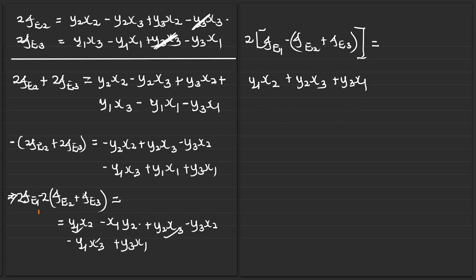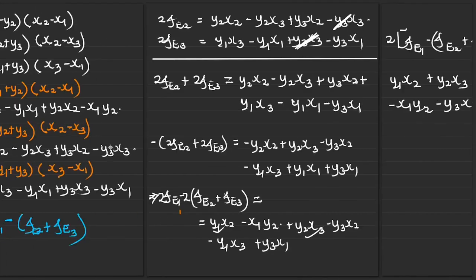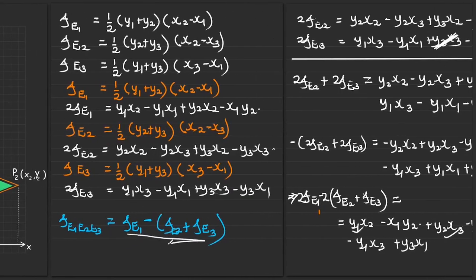Then we come to the negatives. So this is the first negative: negative x1 y2, then another negative here, negative y3 x2, then a negative y1 x3 as well. Now, if you remember, this particular one in the square bracket was actually the area of the triangle.